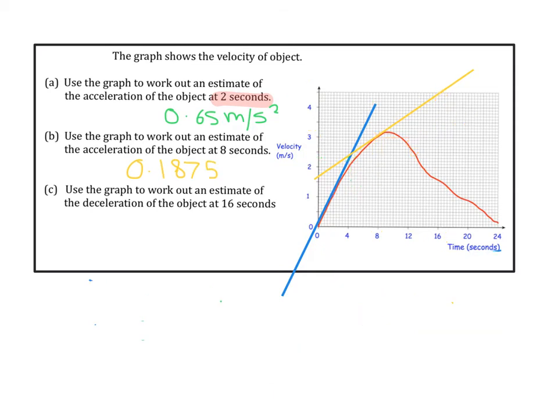Okay, so let's look at part C now. Use the graph to work out an estimate of the deceleration. That means I don't need to put a negative onto my answer because it's already decelerating, of the object at 16 seconds. So again, here's 16. Get my line. I'm going to do a line in green this time, I think.